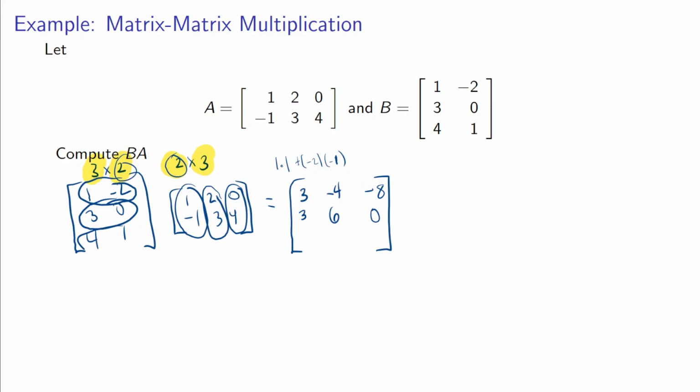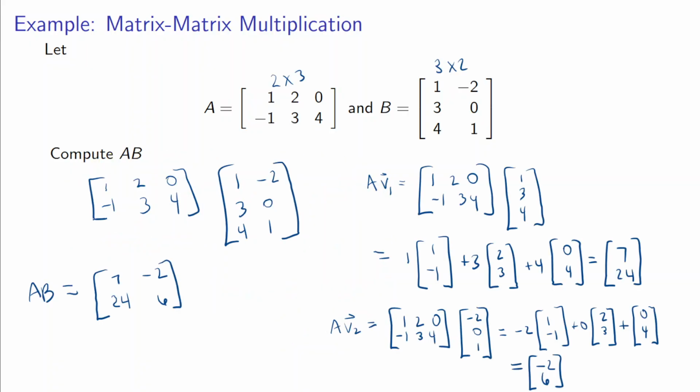And then finally, moving down to this last row, third row, we'll get 4 minus 1 is 3. 8 plus 3 is 11, and 0 plus 4 is 4. So this is the result. So BA equals the 3 by 3 matrix, 3, -4, -8, 3, 6, 0, 3, 11, 4. Going back to the previous slide, I'll remind you that AB was a very different matrix, right?